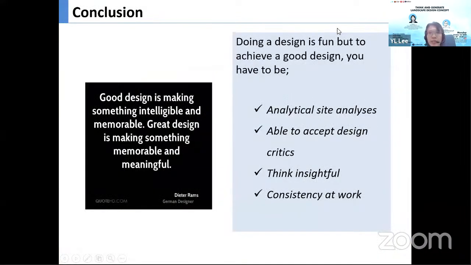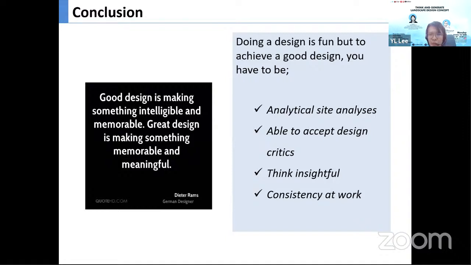Tips for everyone: when you want to do a good design, actually doing design is fun. Don't think of it as too complex. Yes, sometimes I know that when you have one topic, you find that, oh, you don't know where to start and what to start. Never mind, just follow step by step.